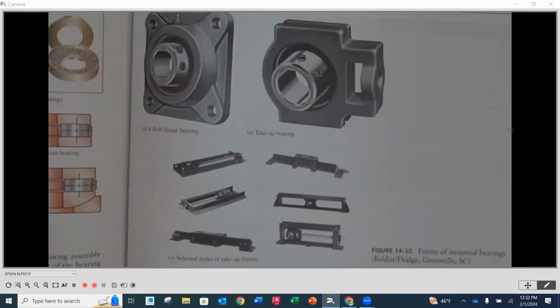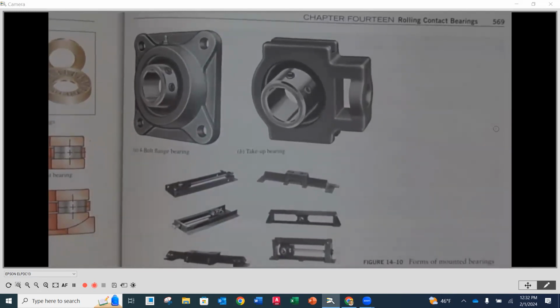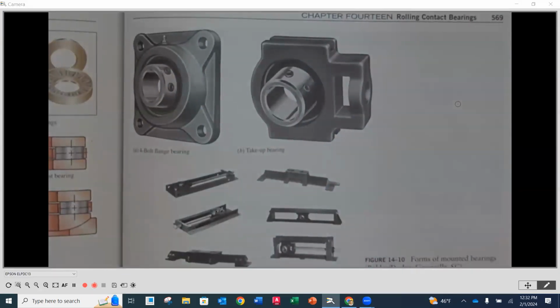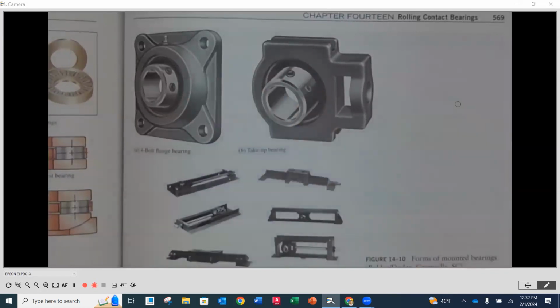The other type is going to be a flange bearing. They work very similarly, except now they're going to support in just a little bit different directions. So this would mount up onto, for instance, a frame, and then your shaft would go through. You would accommodate that through the frame as well.